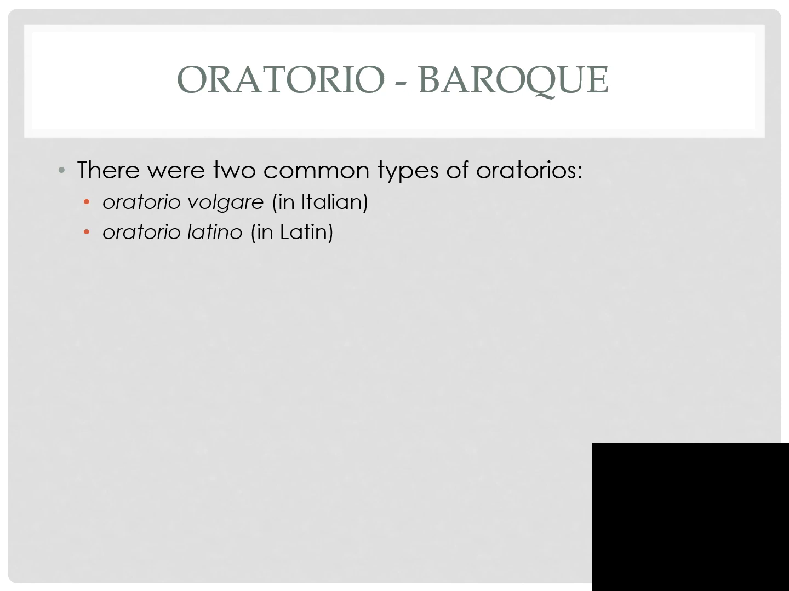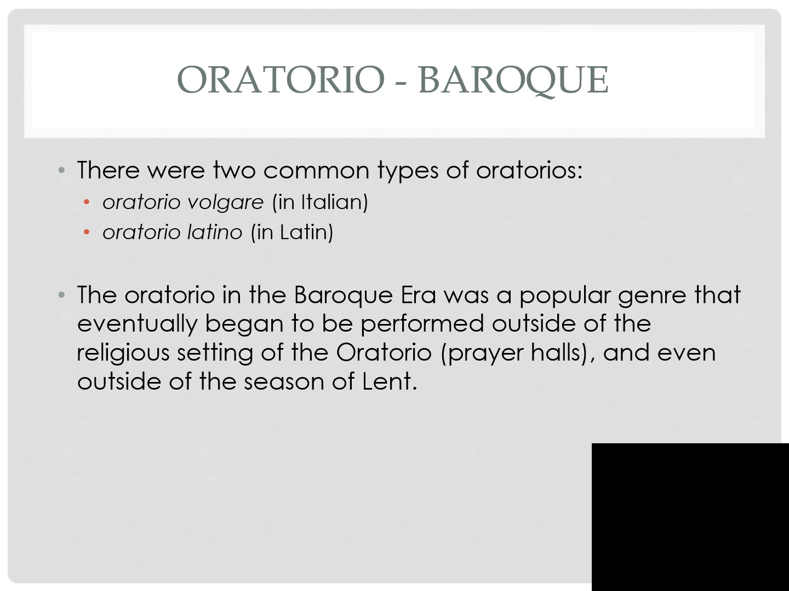As oratorio moves forward, there's a couple different ways. There's the oratorio volgare, which was in Italian, and the oratorio latino, which was in Latin. Most of the early ones were in Latin, but then as we started moving across the Baroque era, it started being in the language of the people. So that's why we have Handel in English and Bach in German, things like that.